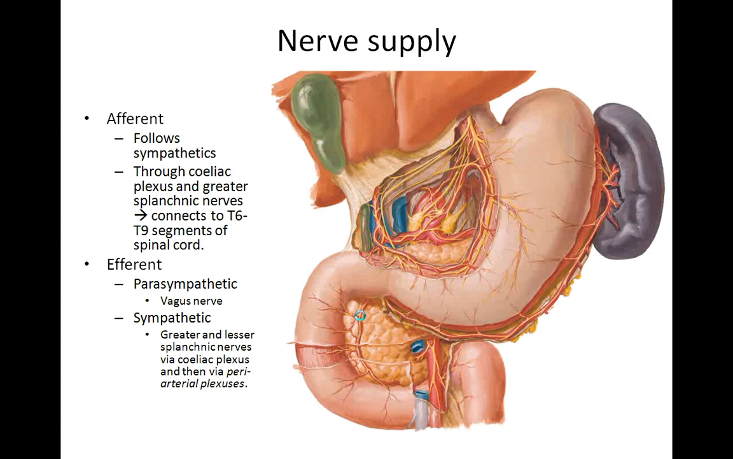So it passes through the celiac plexus and follows greater and lesser splanchnic nerves to reach the sympathetic trunk, and from here via white rami communicantes, it then connects to T6 to T9 segments of the spinal cord. So the pain is mainly felt in the epigastric region, which is innervated by T6 to T9.